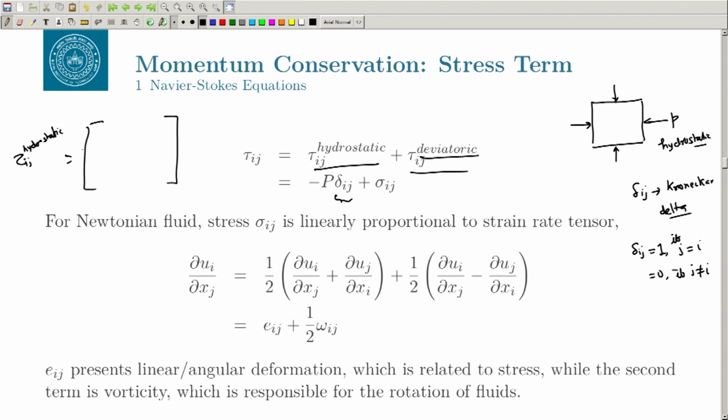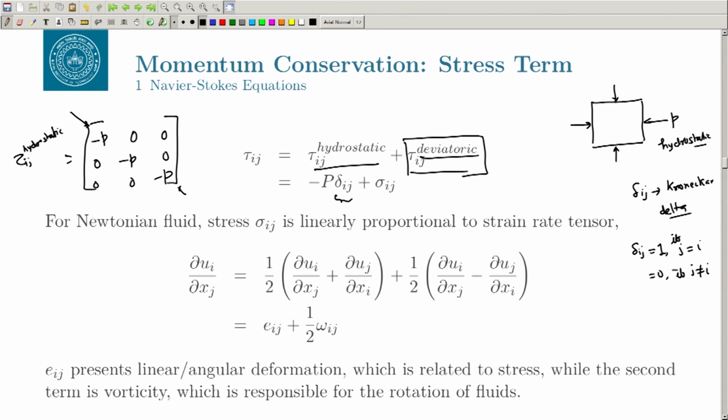then it will be only minus p on the diagonal: 1 1 is minus p, the off-diagonals are 0, then 0 minus p 0, and 0 0 minus p, right. As you can see, this is only acting in the normal direction, because pressure always acts normal to the surface. So you can get this hydrostatic term. We have basically found one term, the hydrostatic term, which acts even if the fluid is in a static state. The more complicated part is the deviatoric part.